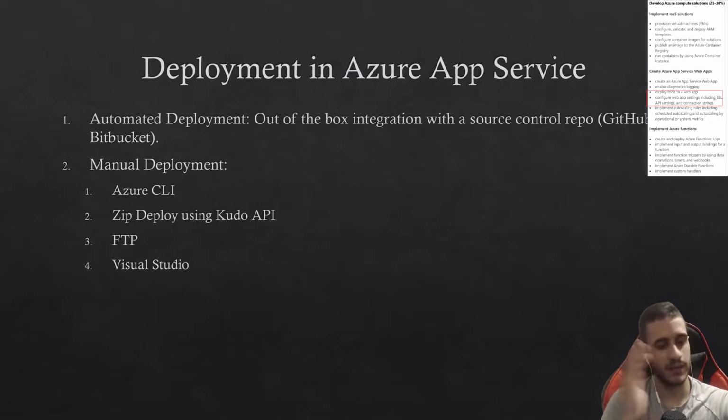Next, we have just a simple manual deployment, where you just have your application code. You can use Azure CLI for that. You can use zip deploy using our Kudu API. You can transfer it through FTP, and you can also deploy it from Visual Studio, which I find is the most convenient method for that.